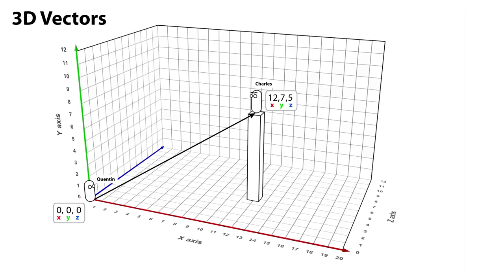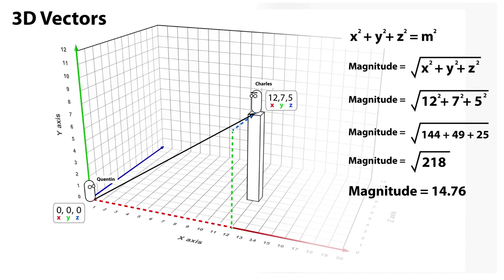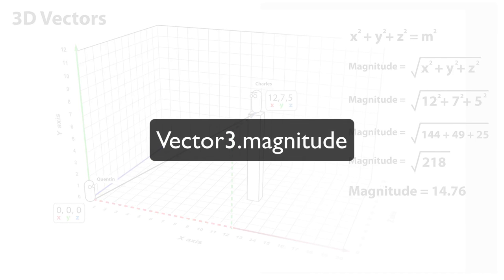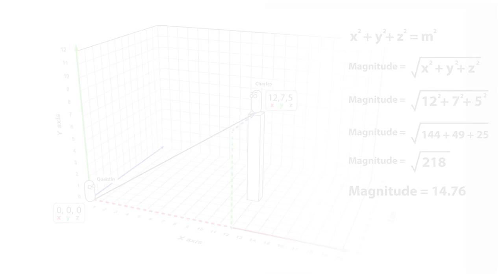The calculation to find the magnitude of the vector between Charles and Quentin is the same as in 2D, but now features the z-axis. Unity makes it easy to perform calculations like this with its helper function Vector3.magnitude. See the documentation link below for more details.